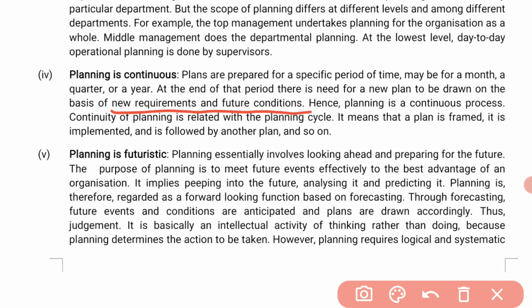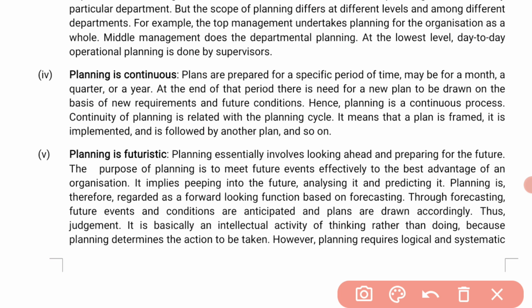Continuity of planning is related to the planning cycle. It means that a plan is framed, it is implemented and is followed by another plan and so on. So while ending one plan, the next new plan is to be implemented. For that sake, we can say planning is continuous.